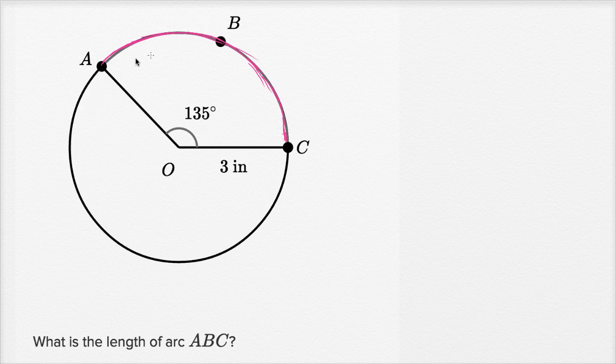And so when they tell us B, we know that we're going from A to C through B. So by giving us that third letter, it resolves the ambiguity on which arc we're talking about. So what is the length of that arc? Well, the first thing we could do is think about the circumference of this circle, and then we could say, what fraction of the entire circumference is this arc?